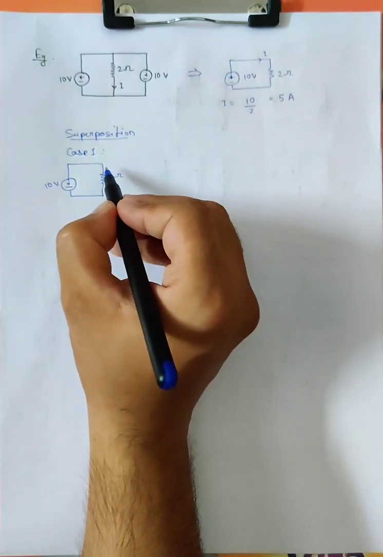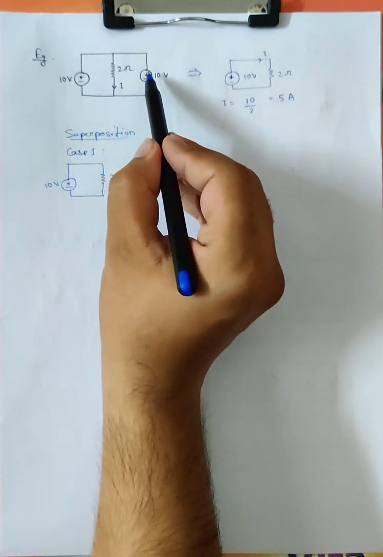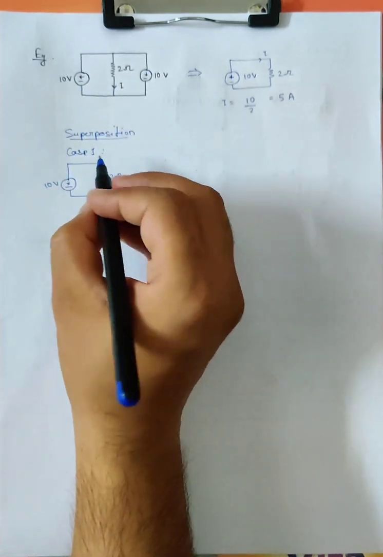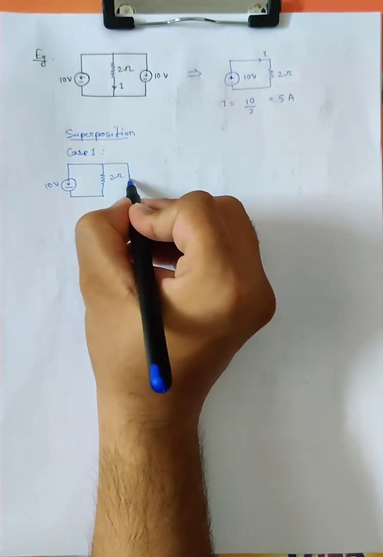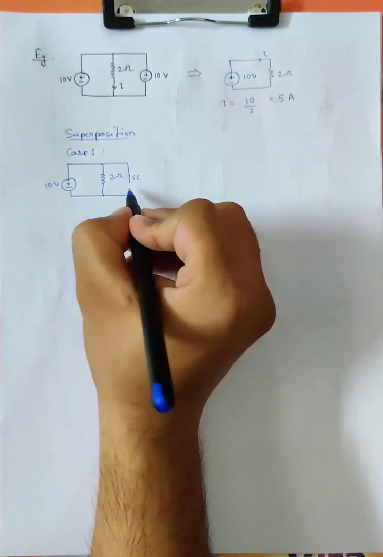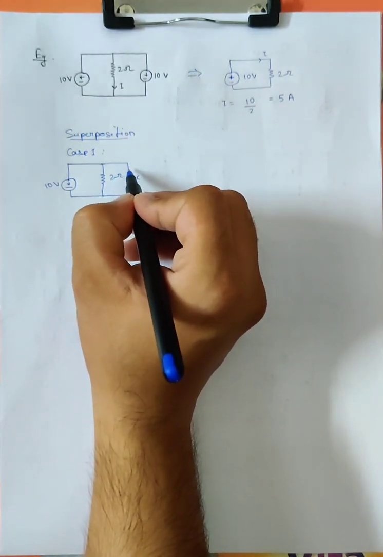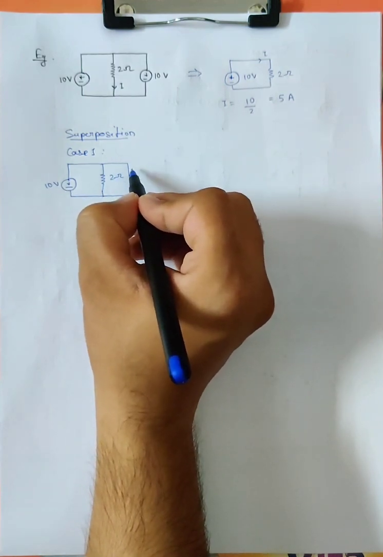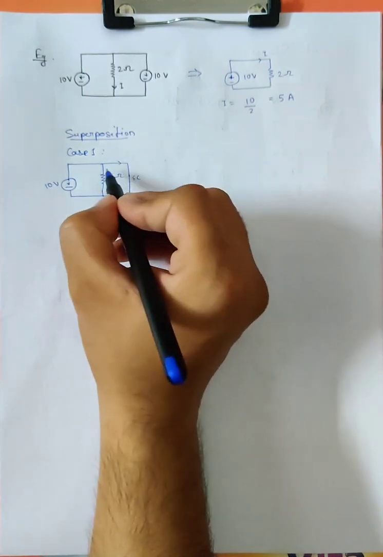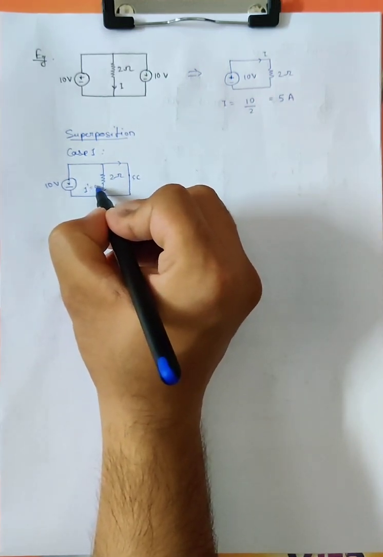For superposition to be applied, one of the voltage sources has to be short circuited. So I have short circuited this voltage source. As the resistance of this short circuit is 0 and this is 2 ohm, the whole current will go through this branch, and the current in this branch will be I dash is equal to 0.